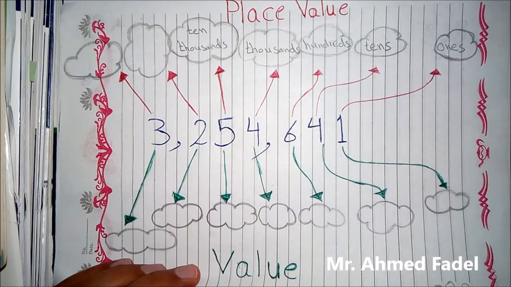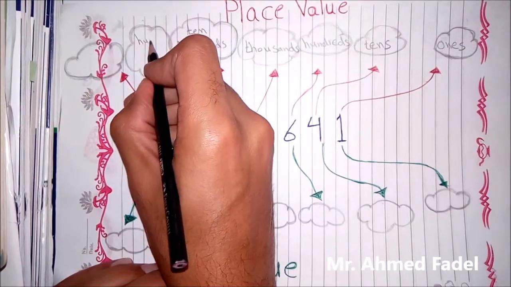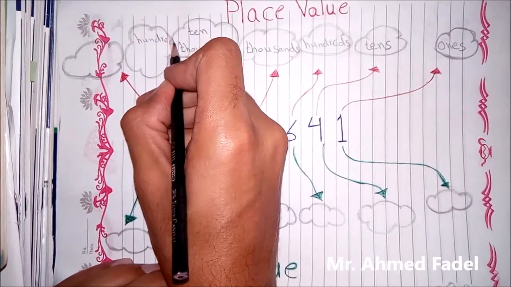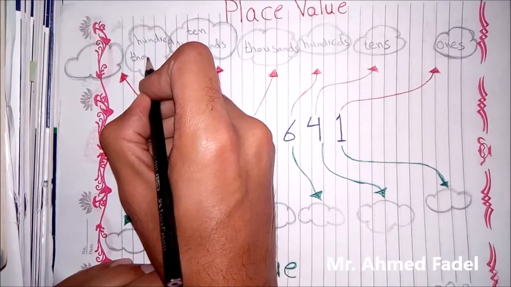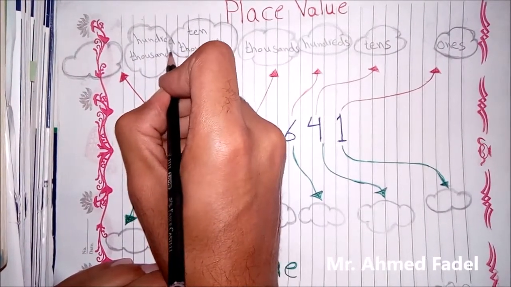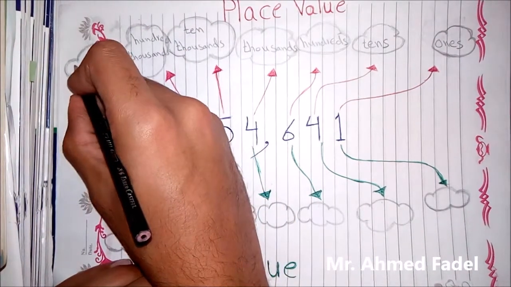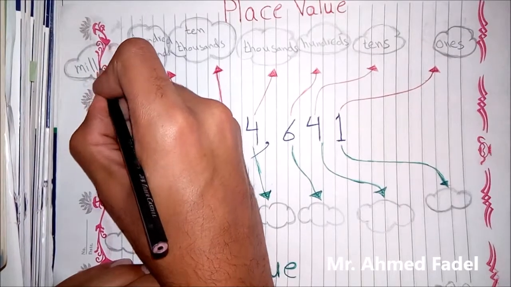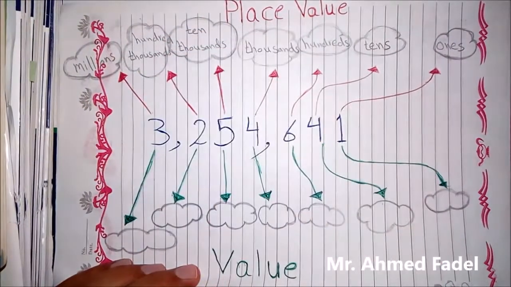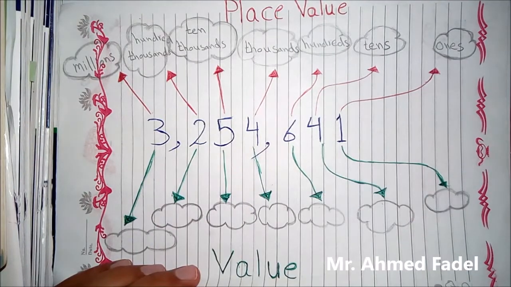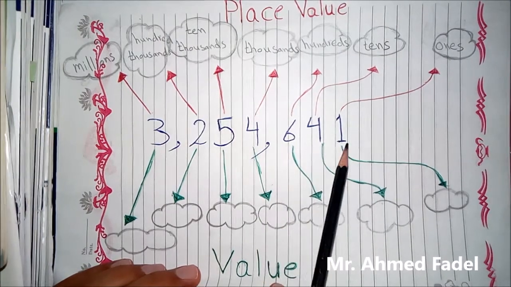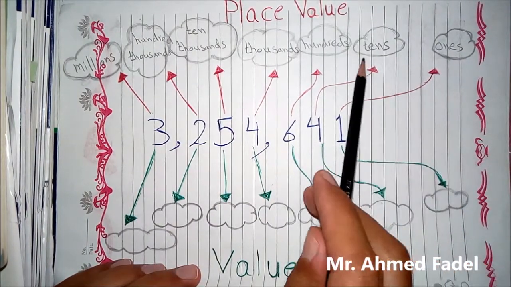The place value of the 2 is 100,000s. And the last digit here, which is the 3, the place value of the 3 is millions. Yes, very good. This is the place value. So if in the test you have a question asking you about the place or the place value of a certain digit, this is how you should say it.